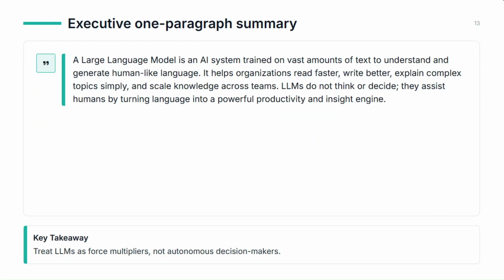Now, the executive summary for this session: a large language model is an AI system trained on vast amounts of text to understand and generate human-like language. It helps organizations read faster, write better, explain complex topics simply, and scale knowledge across teams. LLMs do not think or decide. They assist humans by turning language into a powerful productivity and insight engine.